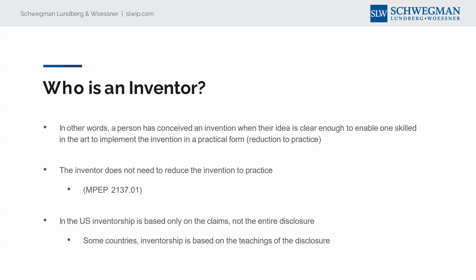To put that into plain English, a person has conceived of an invention when their idea is clear enough to enable one skilled in the art to implement the invention in practical form. Essentially, the way I think about it is you're an inventor if you have conceived of something clear enough that you can describe it in so much detail that somebody who's also in that technical space can actually understand what you did.